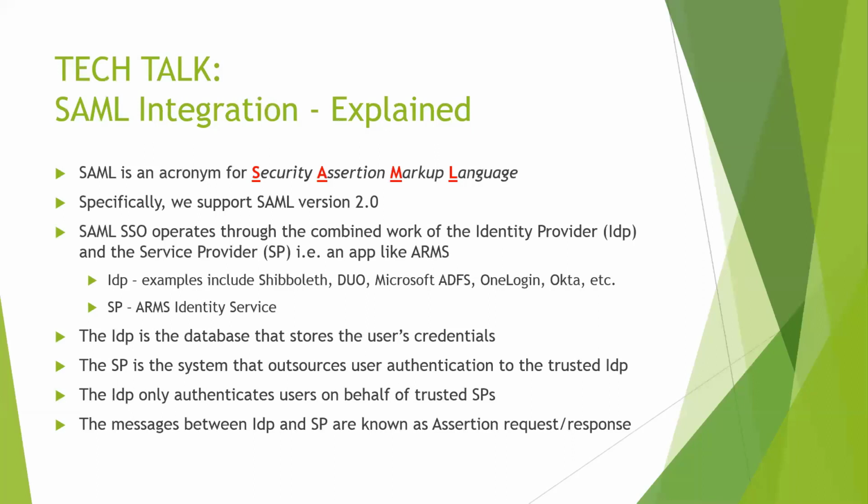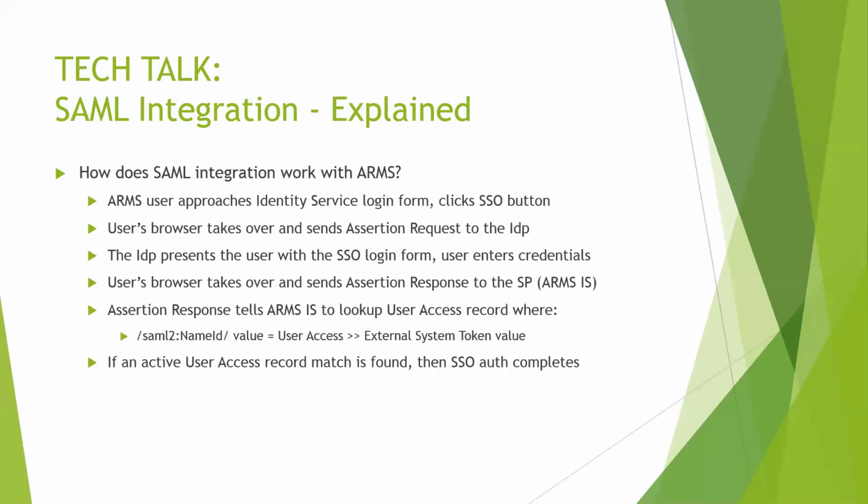We submit a request to the IDP from ARMS. The IDP sends a response back to us. Again, that's how the login works. With SAML integration, the user approaches the ARMS identity service login form and clicks the SSO button. The user's browser takes over and navigates to the login page of the IDP. That navigation means sending an assertion request to the IDP.